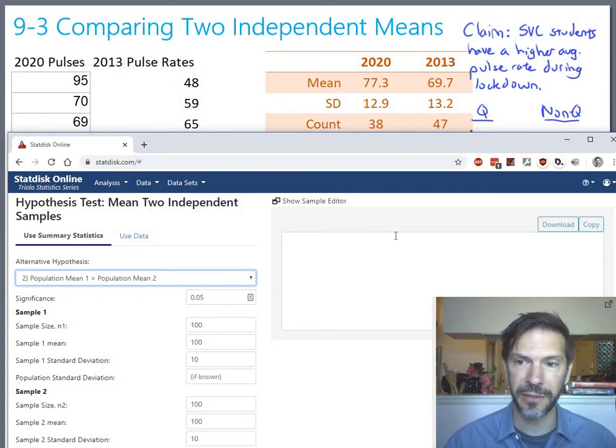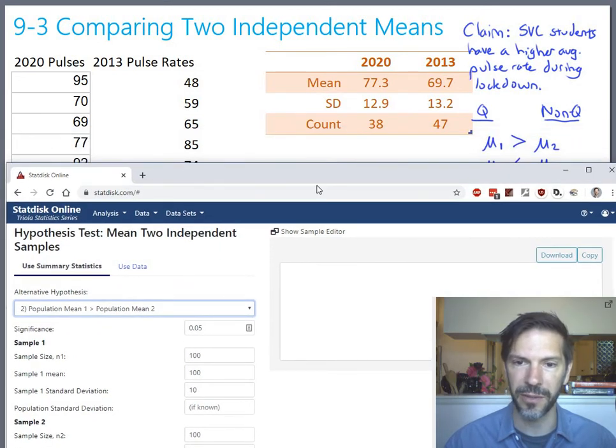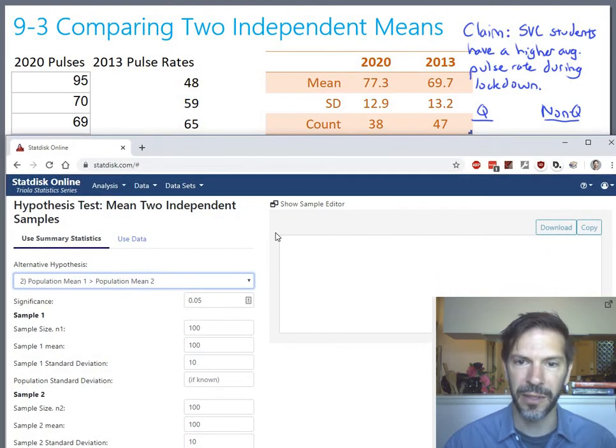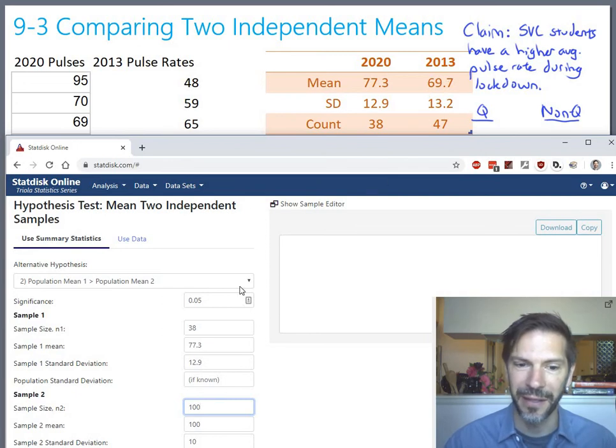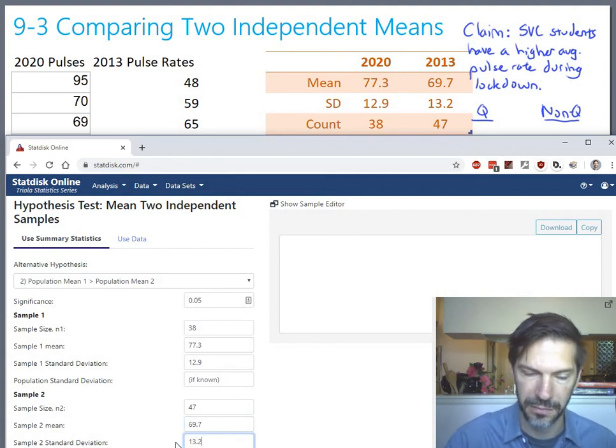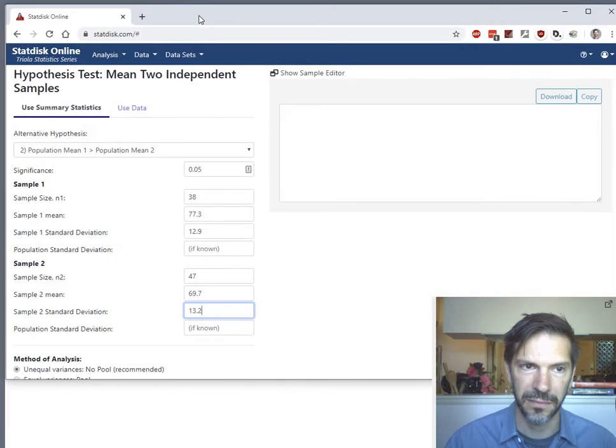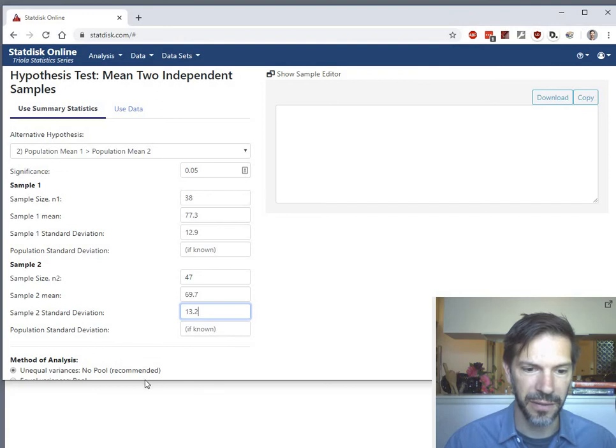And then go ahead and put in our samples. Sample one, the way I labeled things was the quarantine, the 2020. So sample 1 had a size of 38. And the mean for sample 1 was 77.3. And the standard deviation for you guys was 12.9. Don't know the population standard deviation. Okay, for sample 2, for my class back in 2013, there's actually 2 classes put together. It's 47 students, and their average was a 69.7, and their standard deviation was 13.2. And the population standard deviation was not known there either.